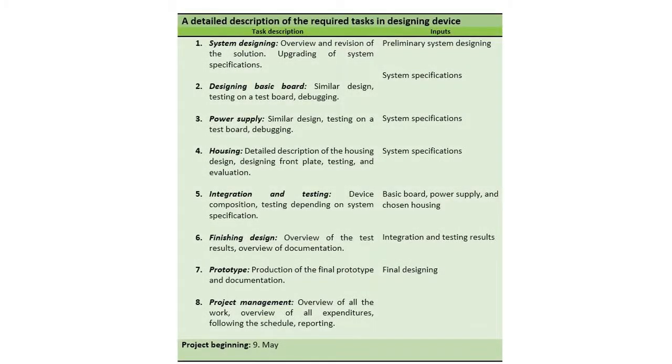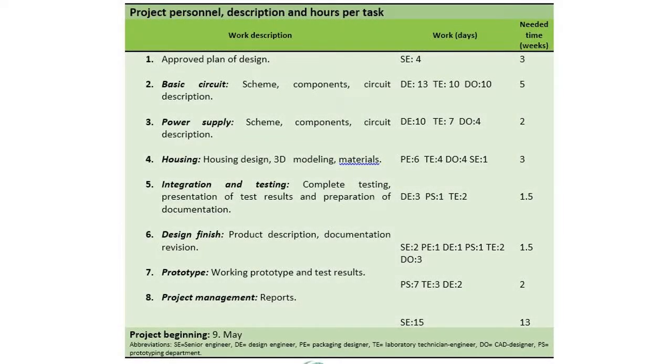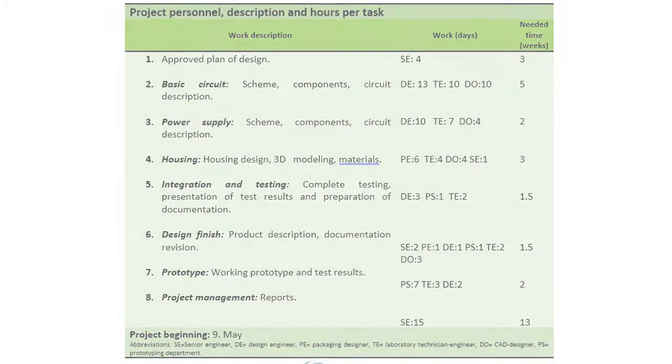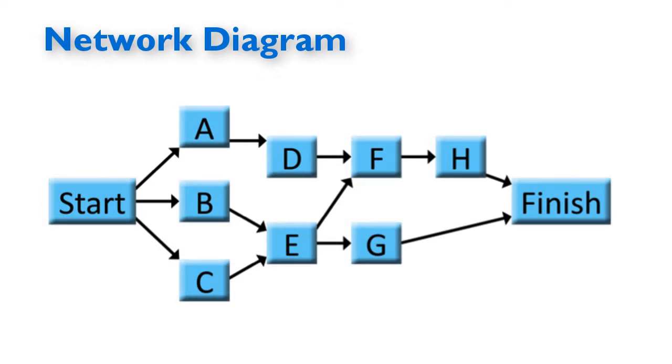For example, if we take more complex designs for which we need to prepare a more detailed overview of the work to be done, we can look at the following examples of tables. Network diagram. Work planning can be divided into two parts. The first presents use of network diagram and the second use of line diagram.